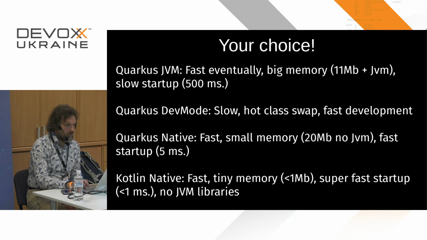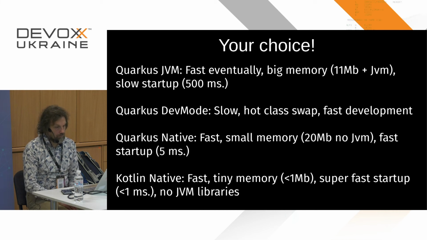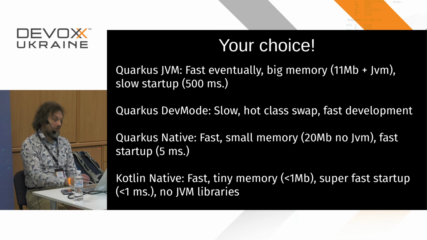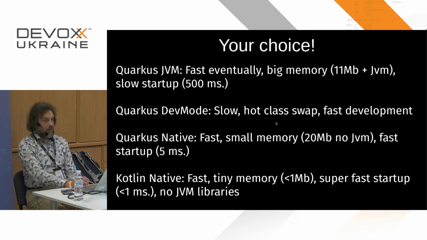Yeah, so at the end it's your choice. Quarkus JVM uses relatively big memory and has relatively slow startup. Dev mode is slow, but is very nice for development. Quarkus native is fast, and has relatively small memory and a very fast startup time.